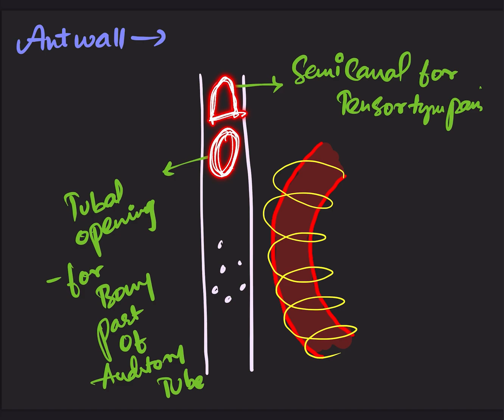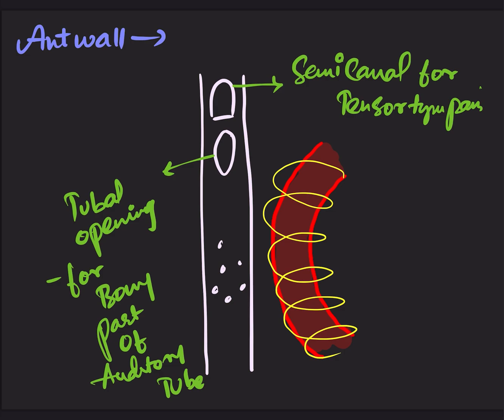And coming to the lower part, it is perforated like this for the passage of the superior and inferior caroticotympanic vessels. This is all about the anterior wall. But what is the important thing here?